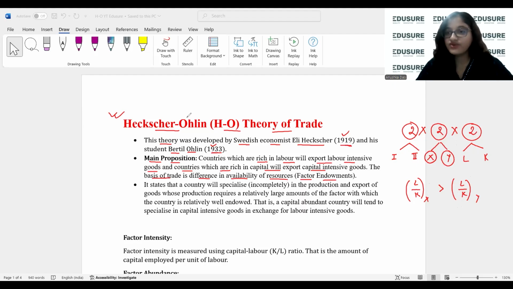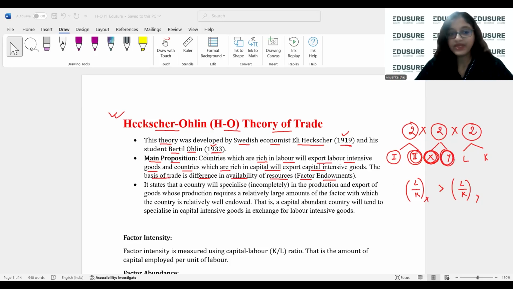Now, according to the Heckscher-Ohlin model, what will happen? Suppose in nation one you have labor abundance. If nation one is labor abundant, that is, the physical amount of labor present in country one is strictly greater than the physical amount of labor present in country two, then country one will incompletely specialize in the production of X and country two will incompletely specialize in the production of Y, and they will export and import from each other.